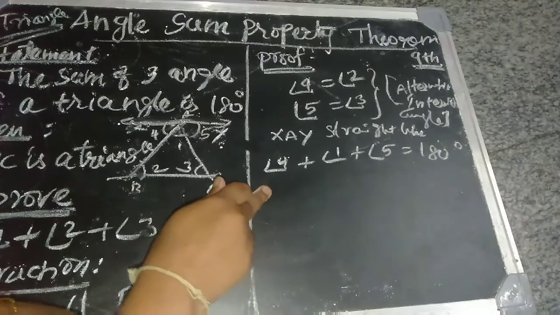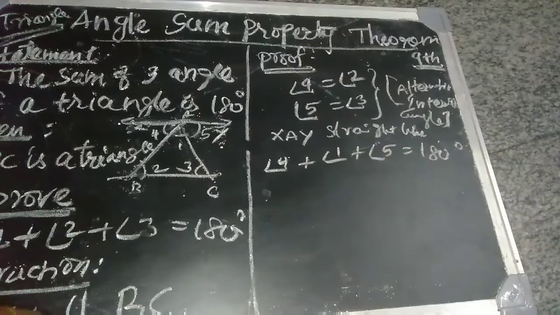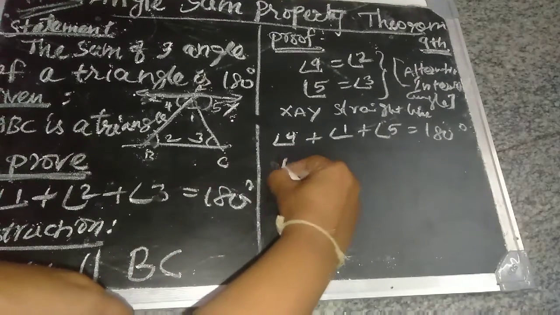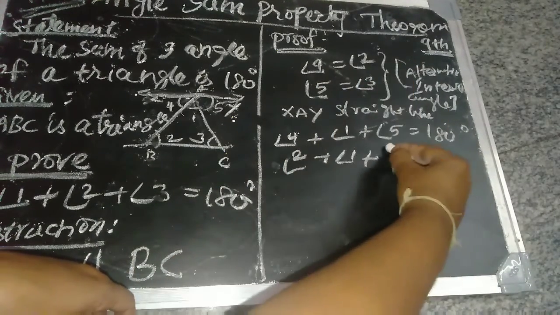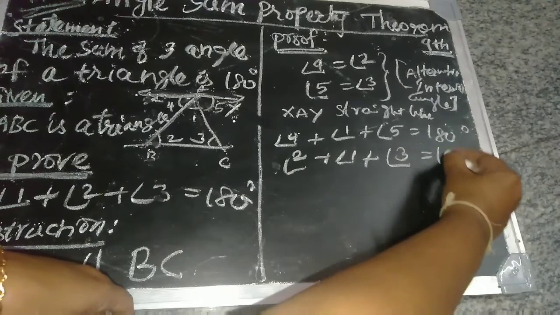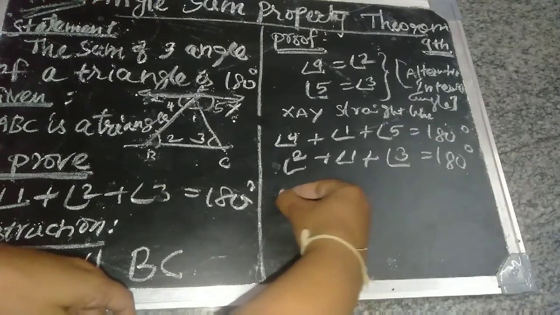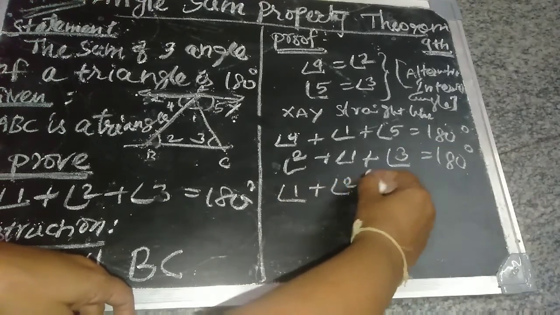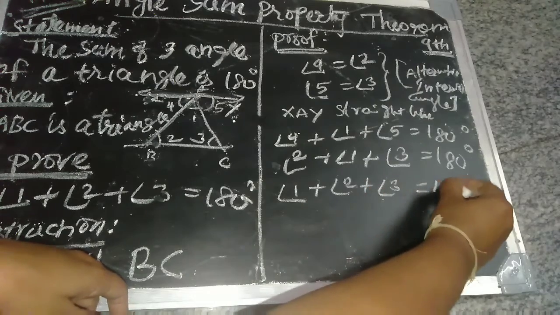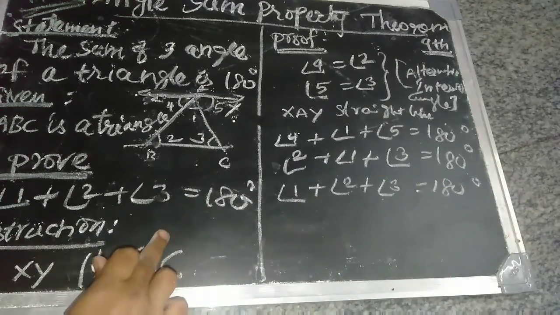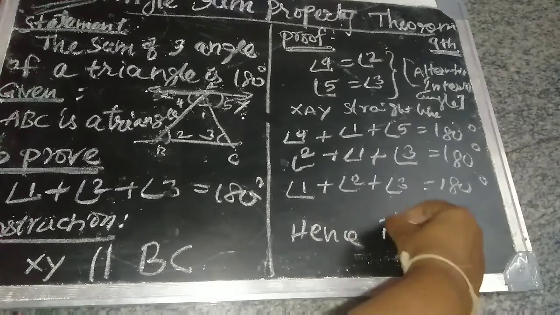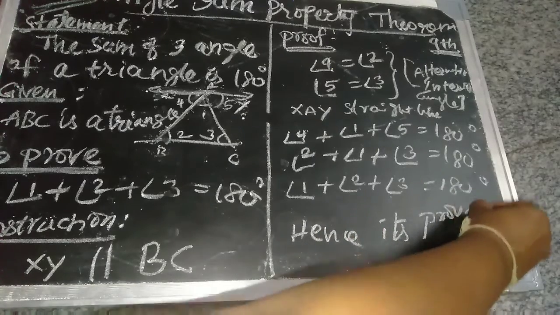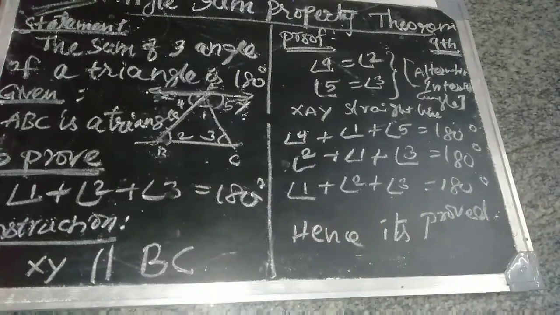Angle 4, what can we replace it with? Angle 4 equals angle 2 because it is an alternate interior angle. So you can write angle 2 plus angle 1 plus angle 5, and we can also replace angle 5 with angle 3. That is equal to 180 degrees. So arrange in order: angle 1 plus angle 2 plus angle 3 equals 180 degrees. This only we were going to prove. So hence it is proved.